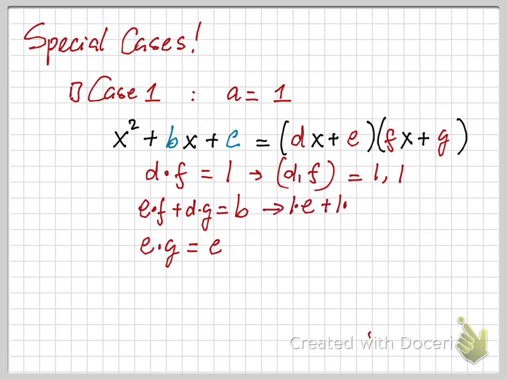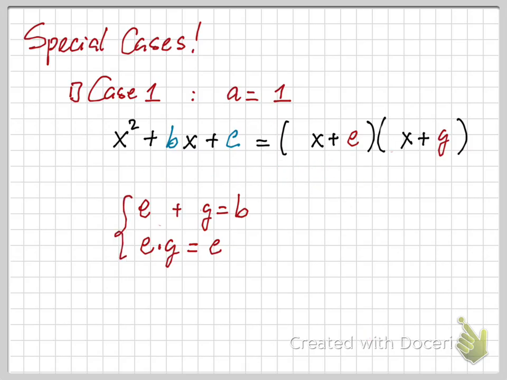Now if we look at the second condition, if d equals 1 and f equals 1, then the second condition turns out to be just e plus g equals b. And we still have the third condition, e times g equals c. Now the conditions are pared down to only two conditions instead of three as usual.